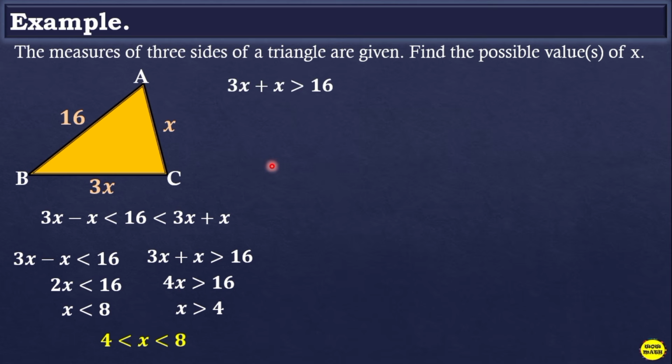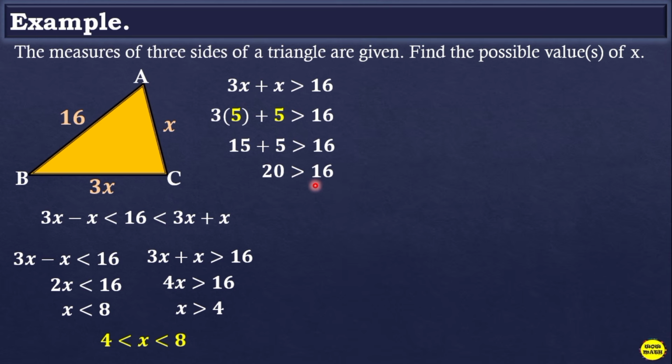So, let us check for any two sides of the triangle. By applying the triangle inequality theorem, let's have any pair of two sides, 3x plus x should be greater than 16. Let us substitute the value of x. Let us try 5. Kasi since the value of x is greater than 4, we can use 5. And then 3 times 5, that is 15, plus 5, that is 20. As you can see, 20 is greater than 16, and this is true.